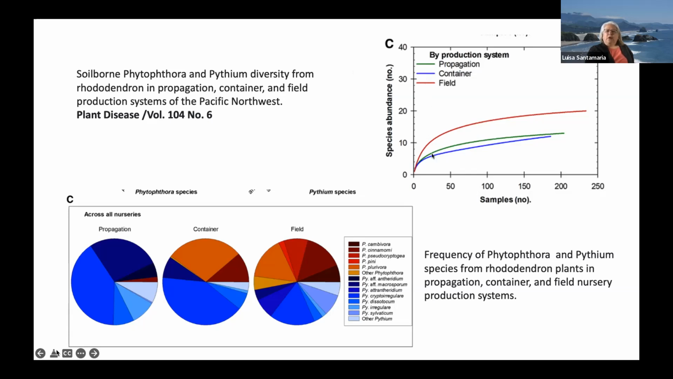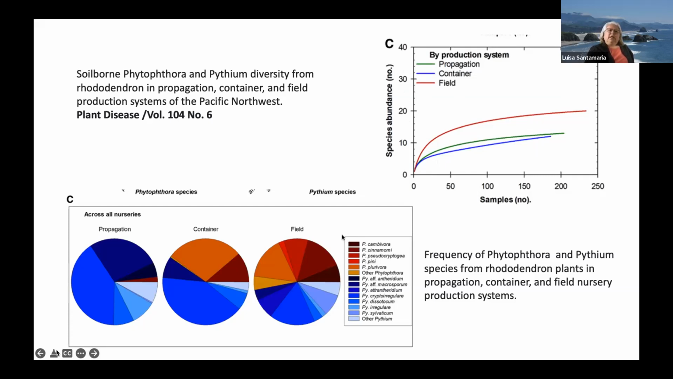What they found is that they were able to isolate more of these species from the field, so directly from plants planted directly in the field, as I understand. Fewer species came from plants produced in containers, and a few more from the propagation area.